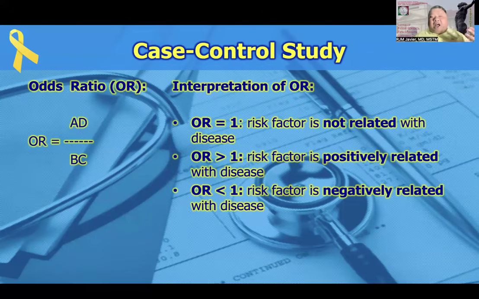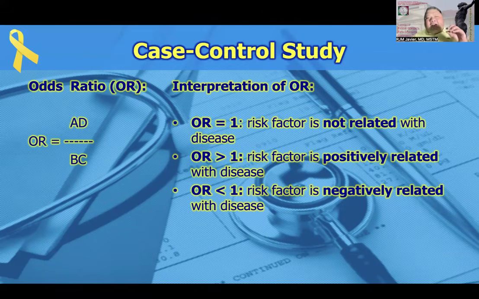The value of null, or the value of no relationship, is 1. So if your odds ratio is equal to 1, your risk factor is not related to the disease. If your odds ratio is greater than 1, the risk factor is positively related to the disease. And if your odds ratio is less than 1, your risk factor is negatively related to the disease.